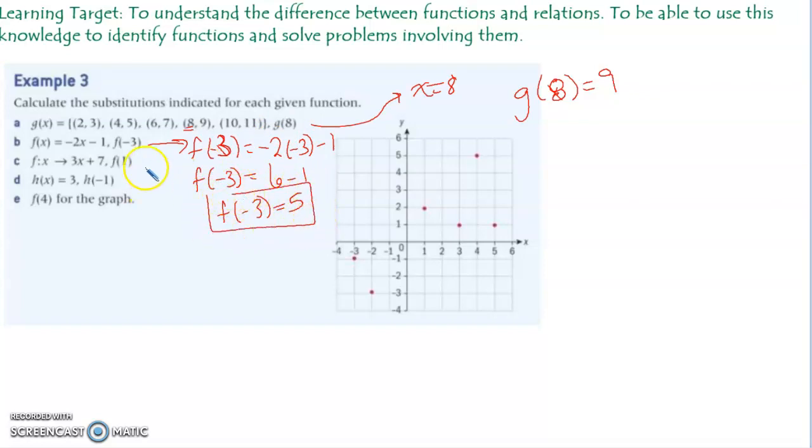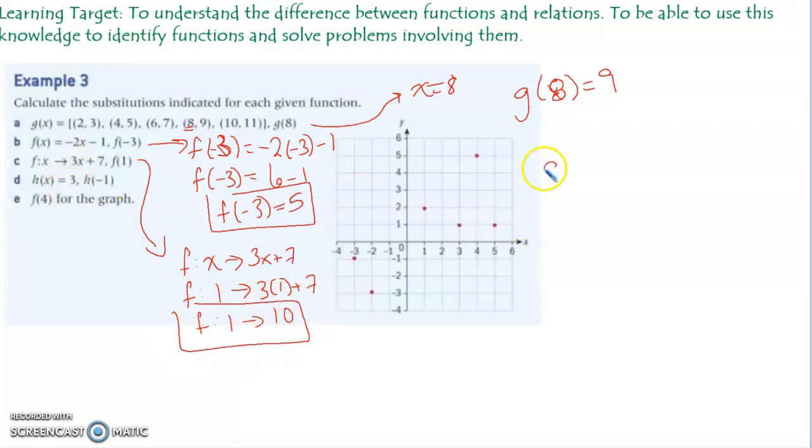For this one, you can also represent function notation with this. f dot dot x is exactly the same thing as writing f of x here. This is f of x as well. So you can write it like this and replace x with 1. So I'm going to right here replace x with 1. 3 times 1 plus 7. So I get 3 plus 7, which is 10.